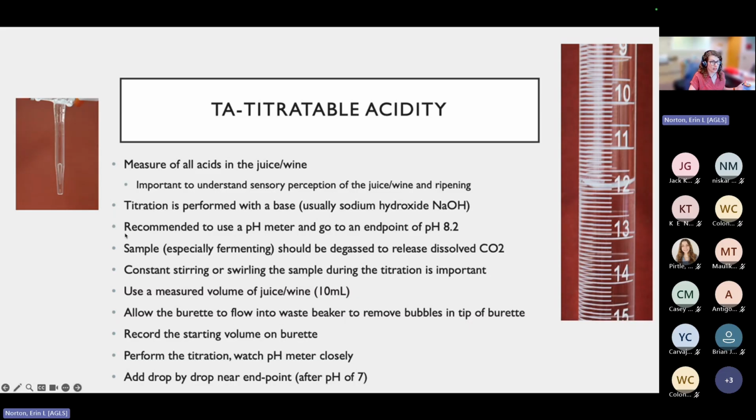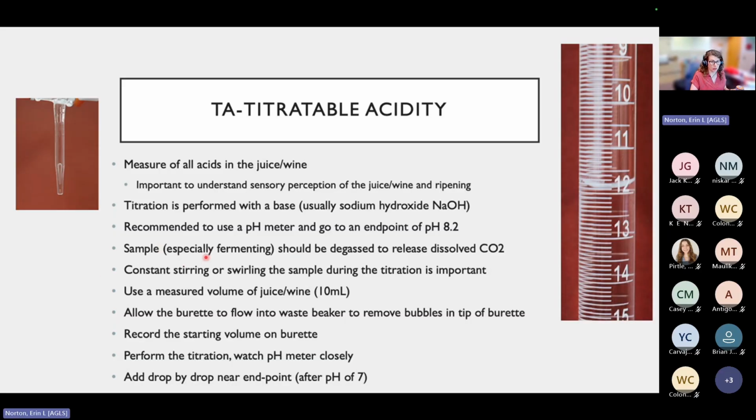We recommend using a pH meter and going to an endpoint of 8.2 instead of using a color indicator. The reason I prefer the pH meter is that way you don't have to worry about what color is your actual endpoint. When you have red wines and juices and white wines and juices and everything in between, it can be a challenge to figure out and to really pinpoint where your endpoint really is. So I prefer, most of you have a pH meter. You should have a pH meter. So there's no reason you can't do this. And it saves you from buying another reagent.